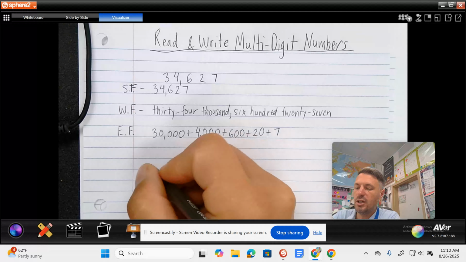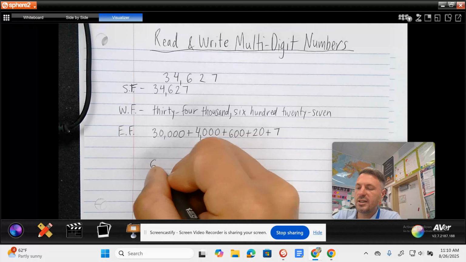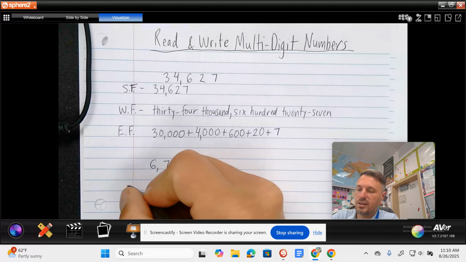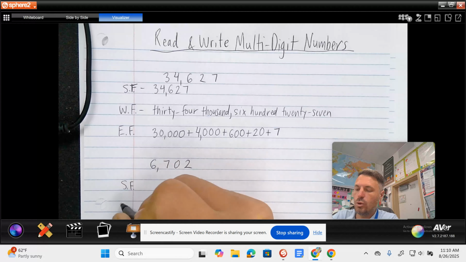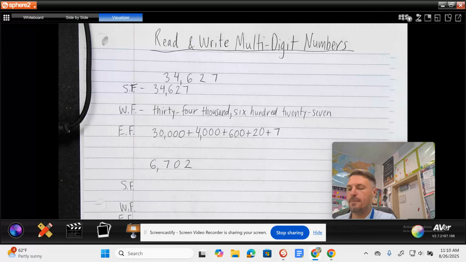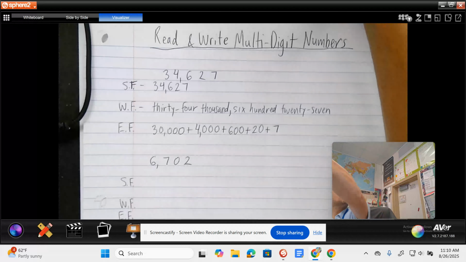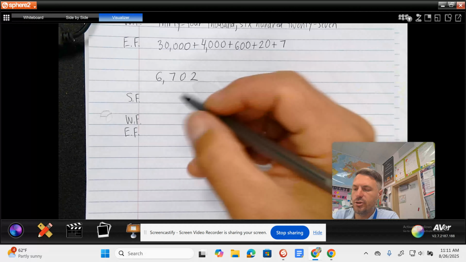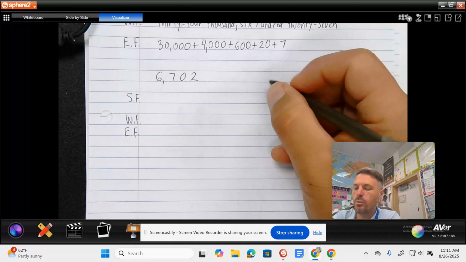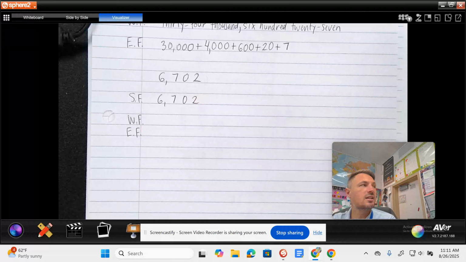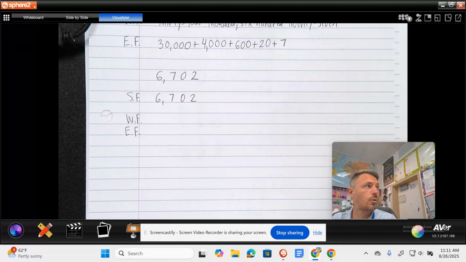Let's do another example. Let's say we have the number 6,702, and we want to write that in standard form, word form, and expanded form. Standard form first. Remember, to write a number in standard form, it just means write it in the normal form with digits. So to write 6,702 in standard form, we write it the same way it's already written right here. 6,702. Standard form just means normal form.